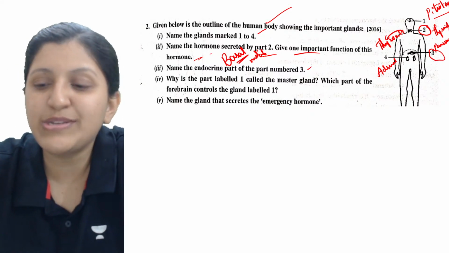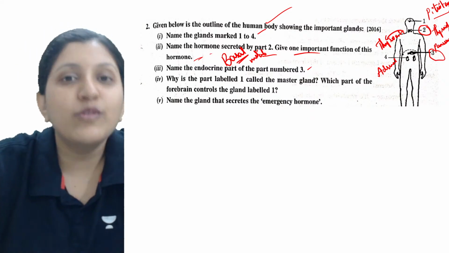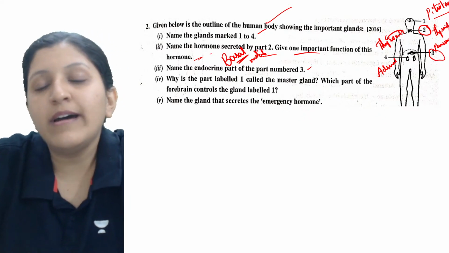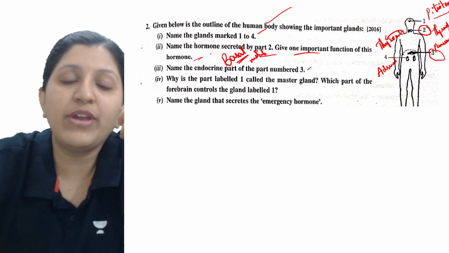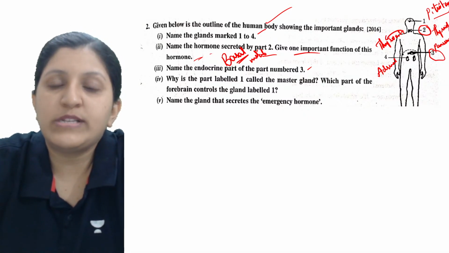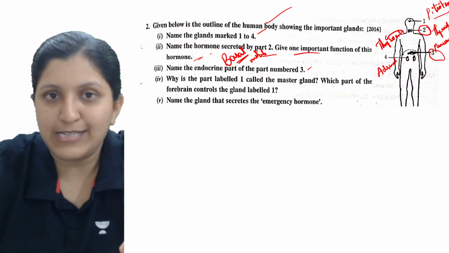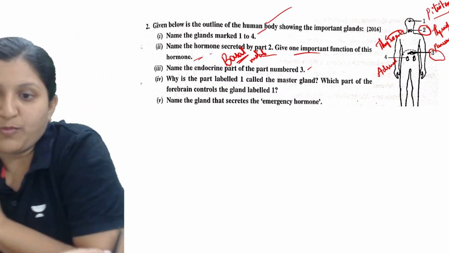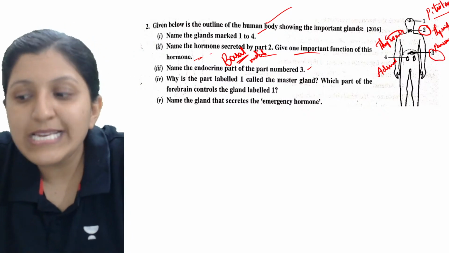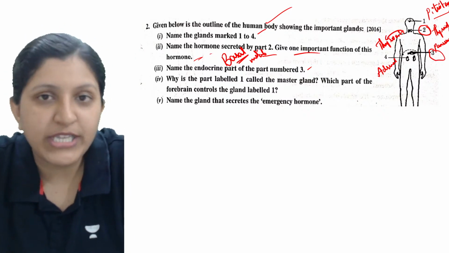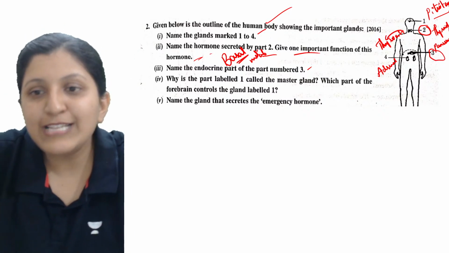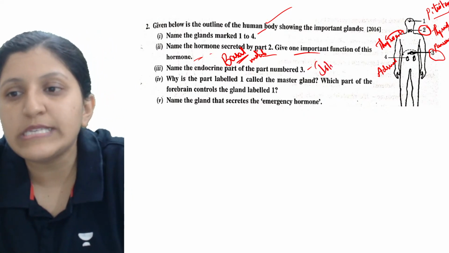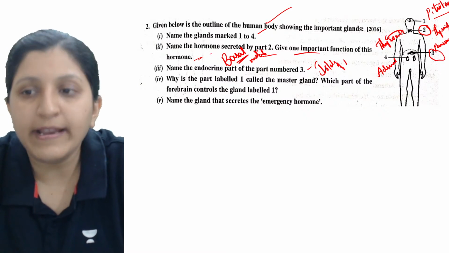So alpha cell is responsible for glucagon secretion, beta cell is responsible for insulin secretion, and in the same way there is another hormone. What is this hormone? The delta cell. So delta cell is responsible for secretion of somatostatin. So these hormones are being secreted by the islets of Langerhans. So the endocrine part here is the islets of Langerhans.